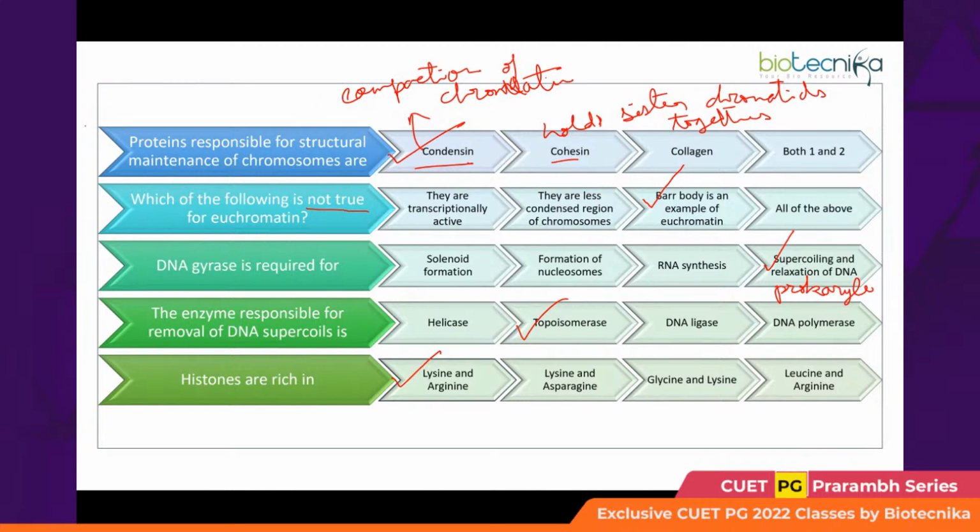Euchromatin, yeah. So about the euchromatin, yes, it is transcriptionally active. So it is true only. You have to select the not true. Euchromatin is transcriptionally active region. Heterochromatin is the transcriptionally inactive region. So you have to select the false statement, isn't it?